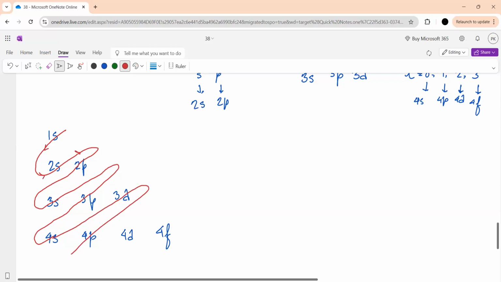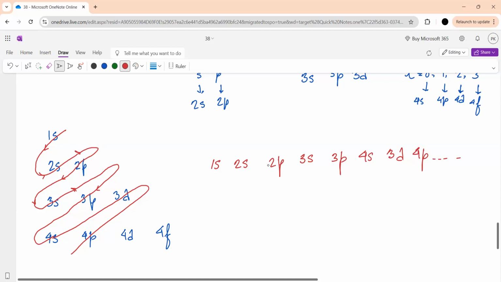So what is the energy ordering sequence? It is 1s, then 2s, then 2p, then 3s, then 3p, then 4s, not 3d. After 4s, then we will have 3d. After 3d, we will have 4p. Like this, so on.